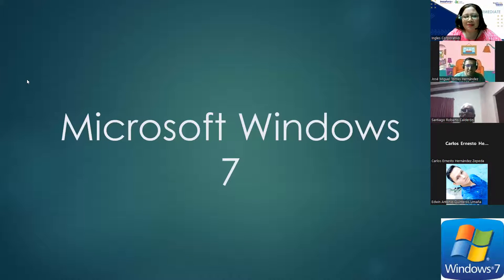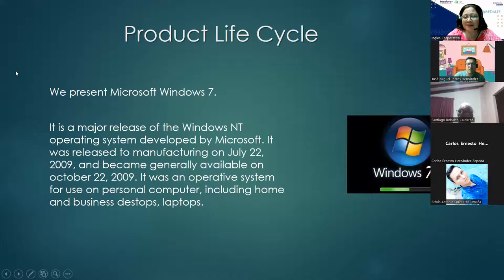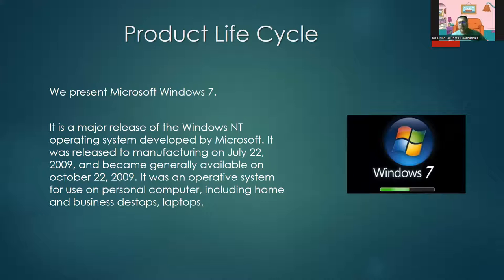Okay. Well, our product is Microsoft Windows 7. This was an operating system for different PCs. We present Microsoft Windows 7. It is a major release of the Windows NT operating system developed by Microsoft. It was released to manufacturing on July 22, 2009, and became generally available on October 22, 2009, in the same year. It was an operating system for use on personal computers, including different versions like home and business, for desktops and laptops.